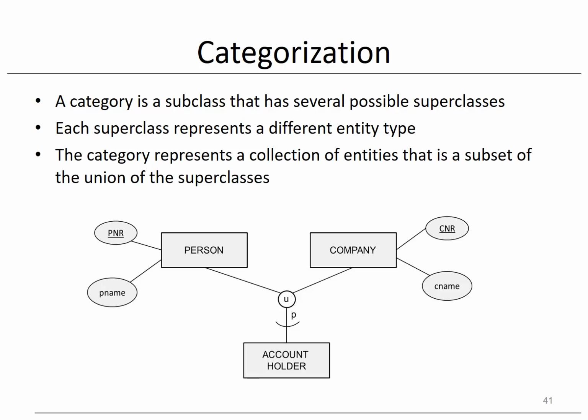Categorization is the second important modeling extension of the EER model. A category is a subclass that has several possible superclasses. Each superclass represents a different entity type. The category then represents a collection of entities that is a subset of the union of the superclasses. Therefore, a categorization is represented in the EER model by a circle with a letter U from union in it.